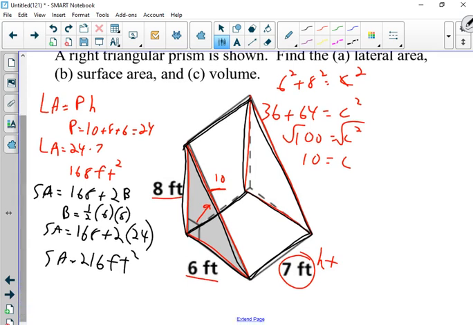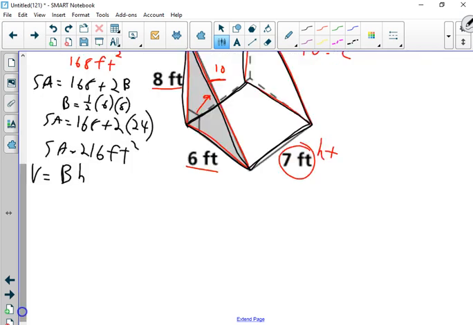And it's all built. So now the volume is the area of the base times the height. Well, what did we say the area of the base was? The area of the base was 24. The height, we said, was 7. So that's 7 times 24, which is 168 again. And that's going to be feet cubed. Because it's 3 dimensions.